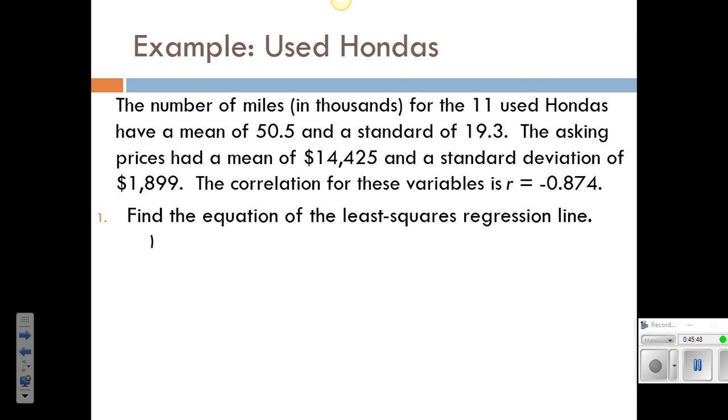Cool. Well, you do slope first. Slope is equal to r times s of y over s of x. So you take correlation and you divide it by the ratio of the standard deviations, y over x. Makes sense. Notice that it's y over x. Isn't slope the change in y over the change in x? So you put the y on top and the x on the bottom, change in y, change in x. This is the average error for y, average error for x times correlation.